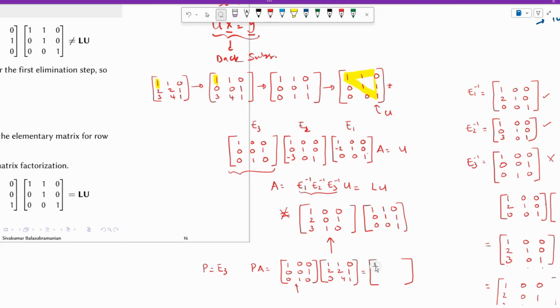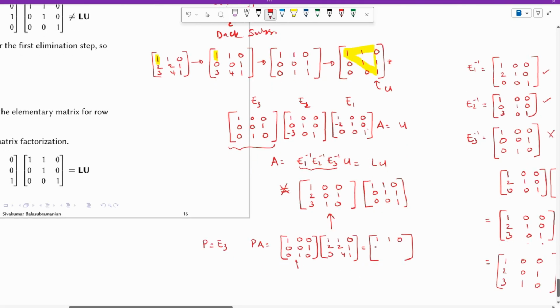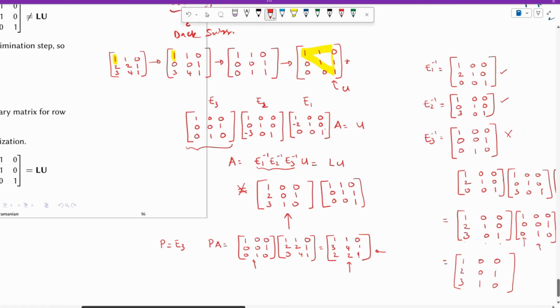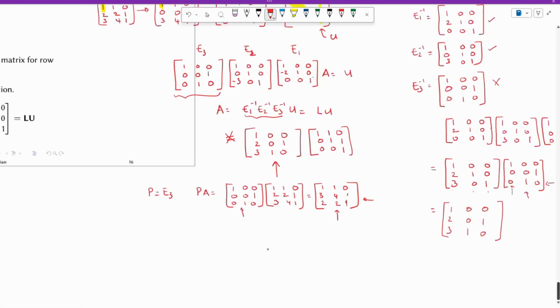What is the first row? Second row. Now do the LU decomposition for this, and then tell me if we do have an LU decomposition for PA, not A. We did not have it for A. Do the same thing, same LU decomposition, and see if you can have an LU decomposition for this matrix. So you'll essentially have to tell me what is E1 first, once you have it.